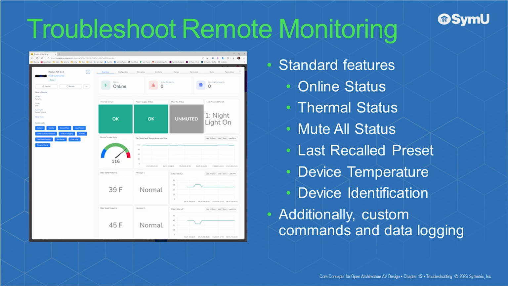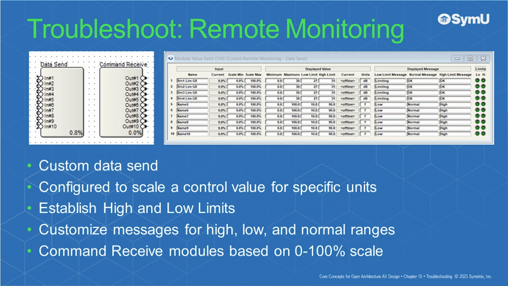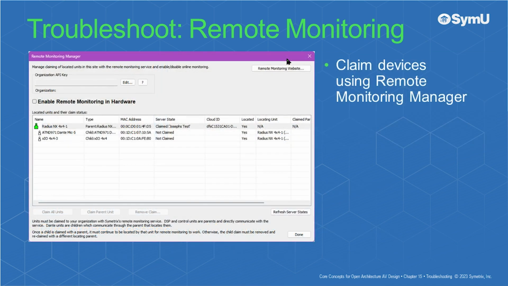Additionally, custom commands and data logging can be configured. The custom data send can be configured to scale a control value for specific units, establish high and low limits, and customize messages for high, low, and normal ranges. Command receive modules are based on a 0 to 100% scale. Devices can be claimed using the Remote Monitoring Manager.